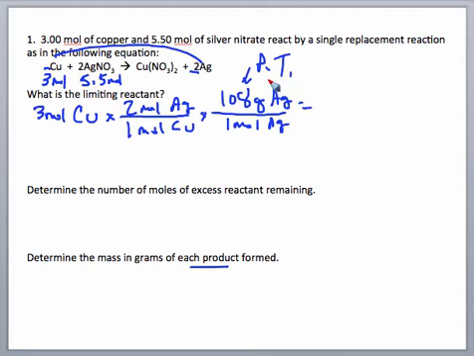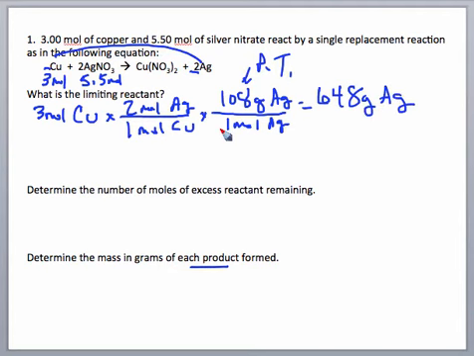So let me do the math here real quick. I did not do this one already. So 3 times 6 times 108. That's not right. 3 times 2 times 108. So that's going to give us 648 grams of silver.